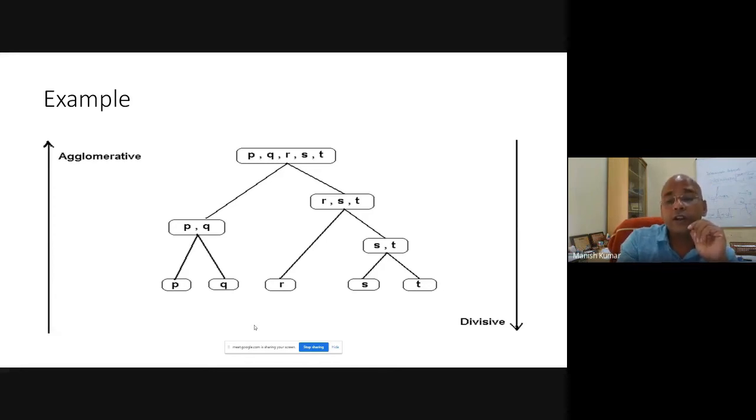Whereas if I draw the line at the next level, then I'll get PQ as one cluster, ST as another cluster, and R as another cluster. If I go below that level, then I'll get individual data points as clusters. So the number of clusters you want depends on the level at which you draw the line, and all intersection points will give you individual clusters, and obviously all the data points falling in that branch will be the cluster points.